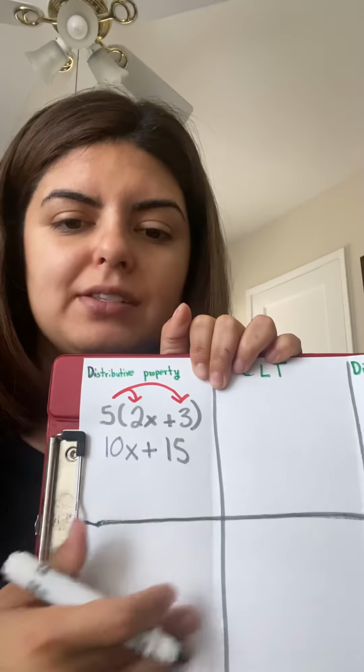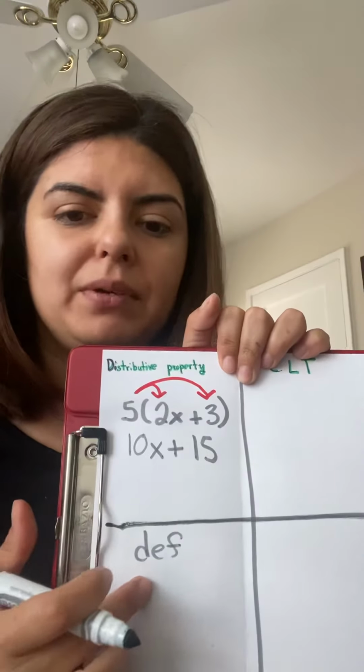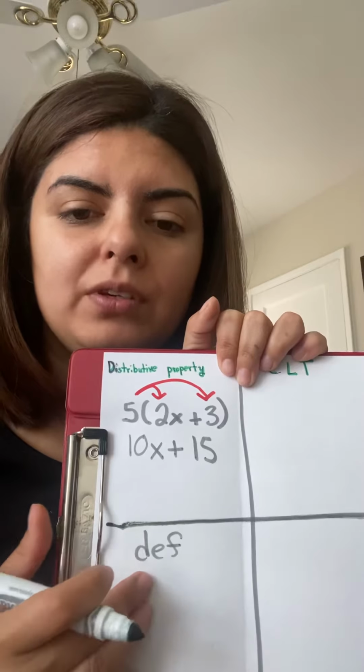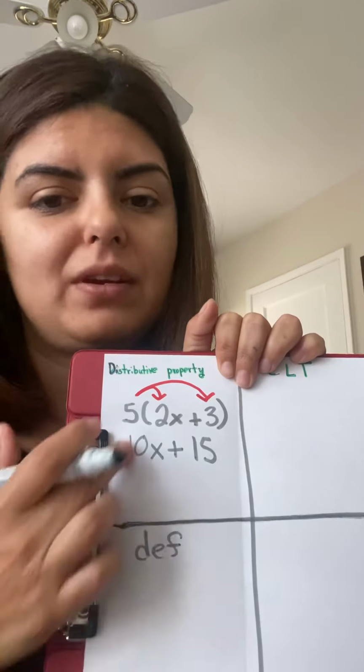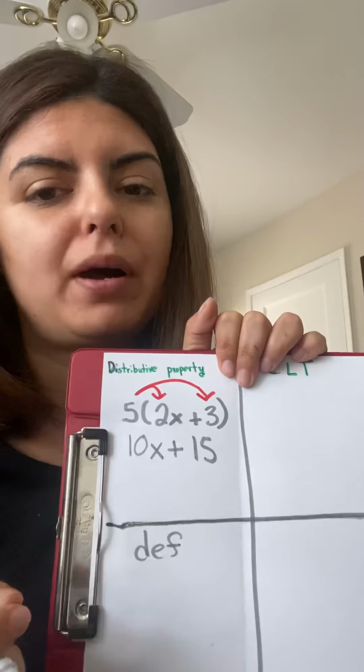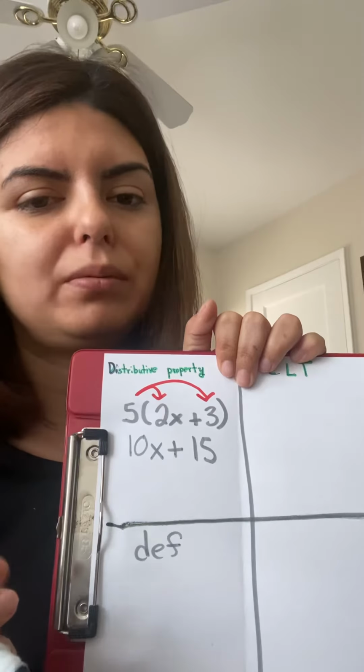Now in this box, if you guys remember, you have to do the definition. So I'm just gonna put that right there so you guys remember that you're doing the definition on your own. You just have to go into the internet and look up the definition of distributive property and it should pop right up. You shouldn't have any trouble with that at all.